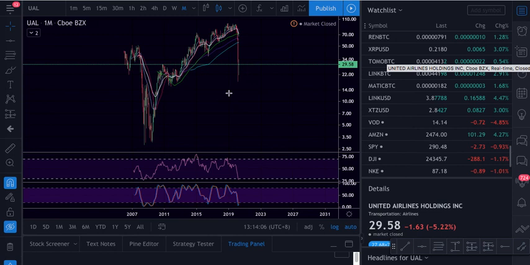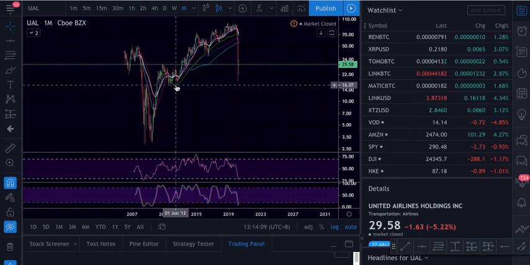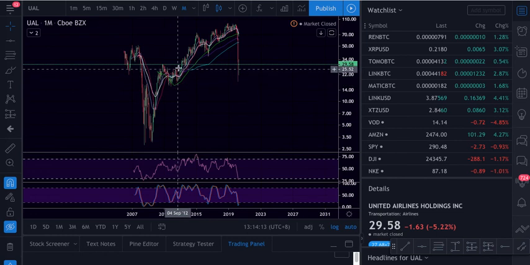And yeah, so it's all about understanding where these areas are where people buy, the tops, the bottoms, and where you buy and sell.